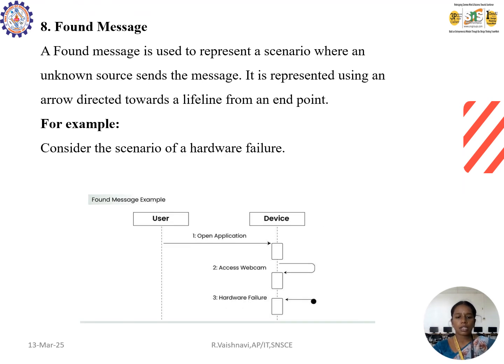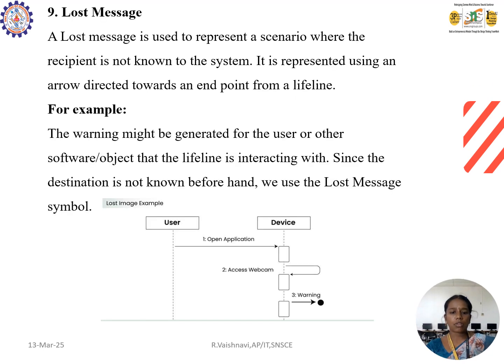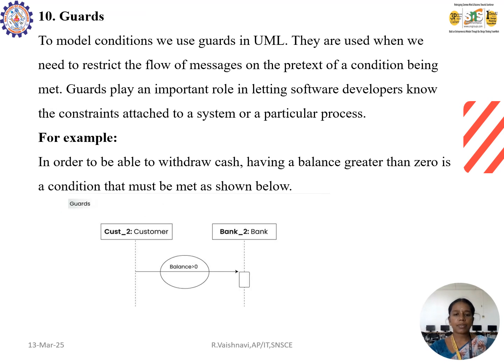Found messages. Last one, it comes under things like hardware failures. And then lost messages. Here the warning might be generated for the user or other software object that the lifeline is interacting with. Since the destination is not known beforehand, we use a lost message symbol. And then the last one will be the guards. Here, in order to withdraw cash, having a balance greater than 0 is a condition that must be met, as shown below. For such condition statements, we use the guard notations.